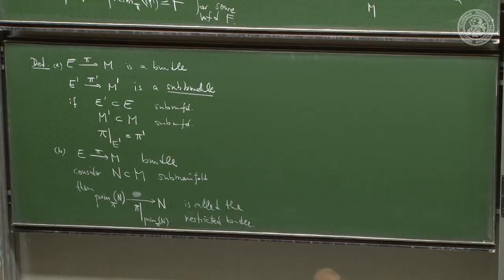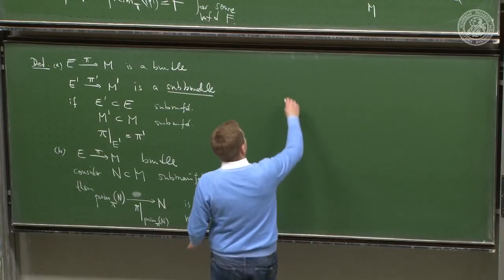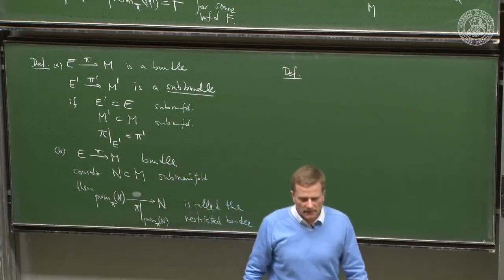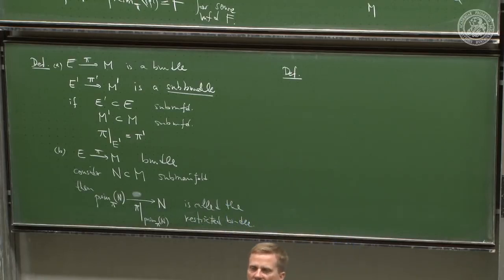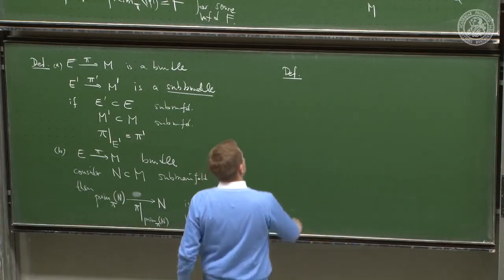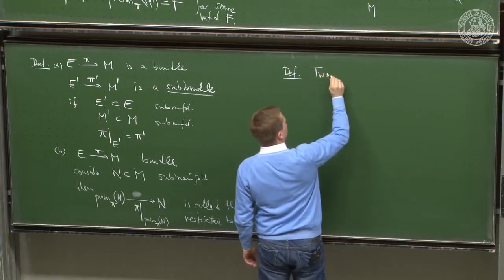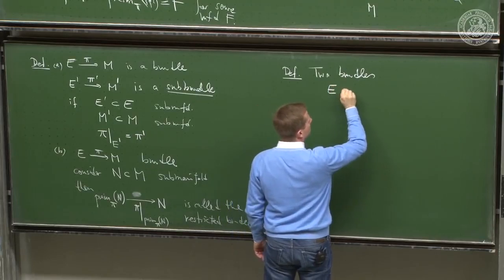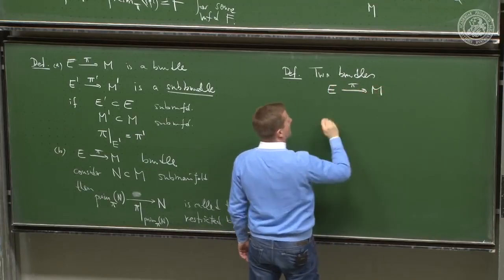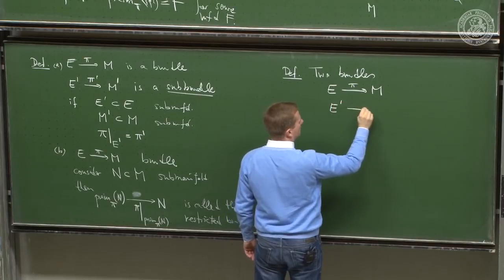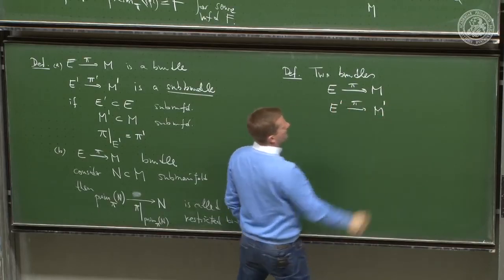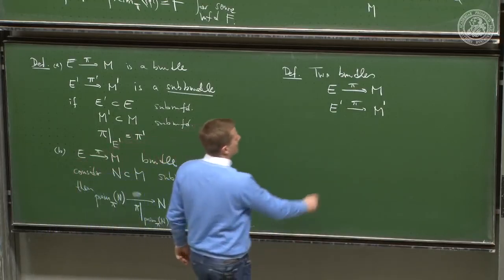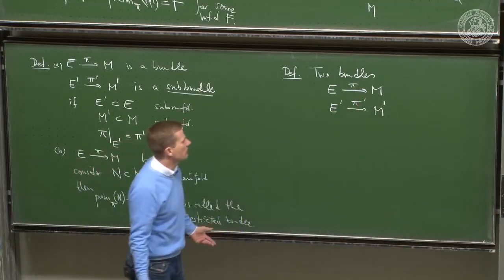Now, it's also very important to see in which cases two bundles are to be considered the same. So consider two bundles. One is called (E, π, M), and another bundle is called (E', π', M'), but there's no prior relation between E and E' and M and M'. Oh, and this is the π', right? Just two bundles.